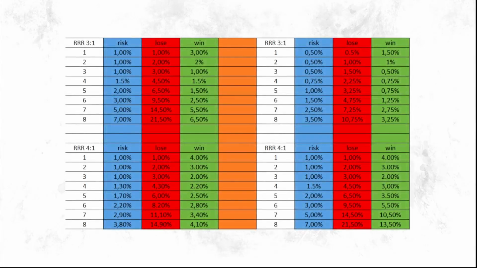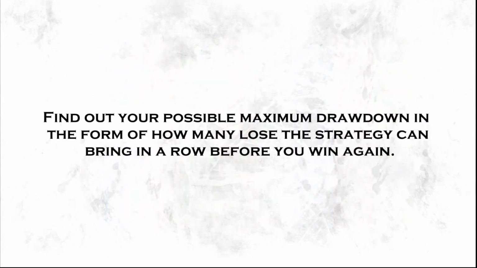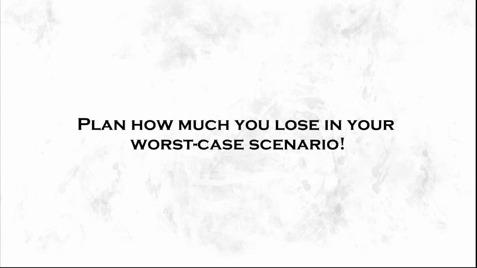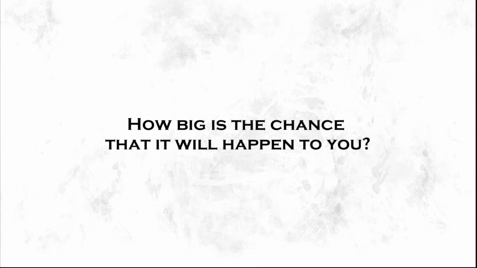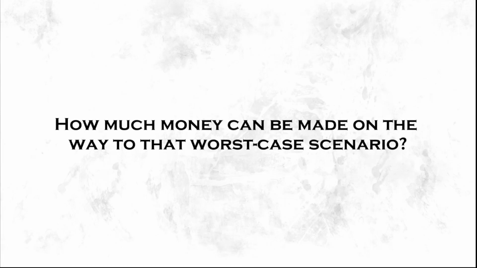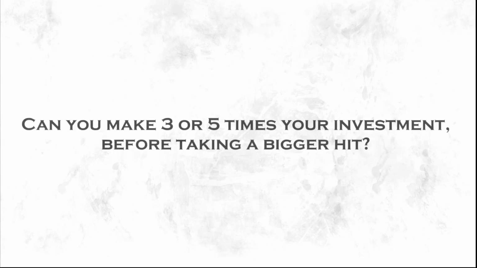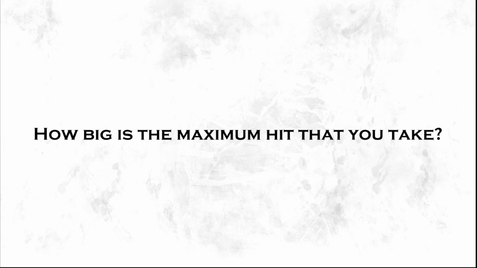Well, there are many ways to do this, okay? Like I said, you have to find your own way. Find out your possible maximum drawdown in form of how many losses the strategy can bring in a row before you win again. Plan how much you lose in your worst case scenario. How big is the chance that it will happen to you? How much money can be made on the way to the worst case scenario? Can you make 3 or 5 times your investment before taking a bigger hit? How big is the maximum hit that you take?